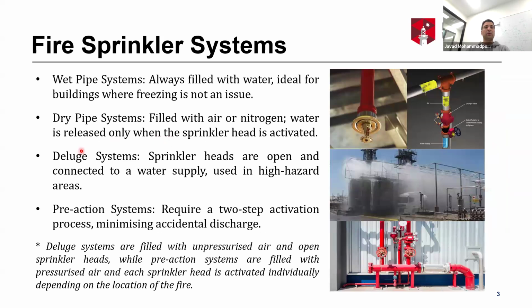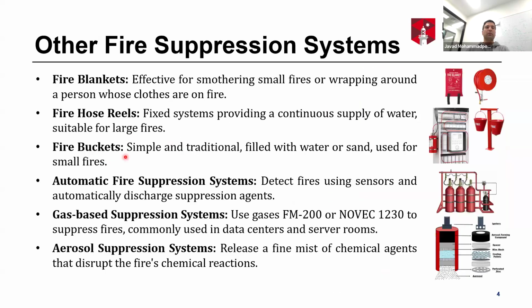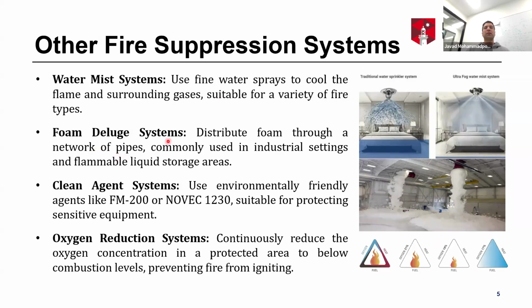I introduced the deluge system, which is filled with water, but the foam deluge system is for different classes of fire where we need foam, so we can use this system. It's very popular and is widely used in industrial plants, such as chemical plants or power plants. These systems distribute the foam through a network of pipes, commonly used in industrial settings and flammable liquid storage areas.